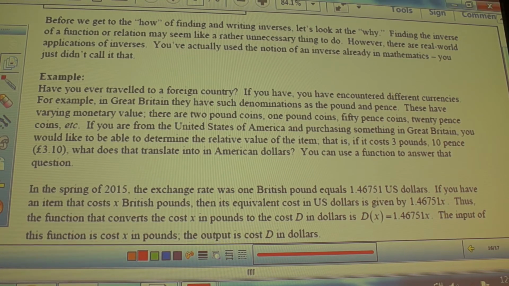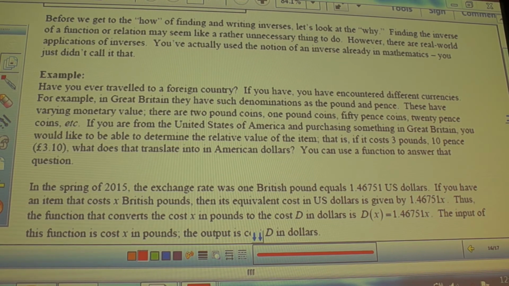Before we get to the how of finding and writing inverses, let's look at the why. Finding the inverse of a function or relation may seem like a rather unnecessary thing to do. However, there are real-world applications of inverses. You've actually used the notion of an inverse already in mathematics, you just didn't call it that.